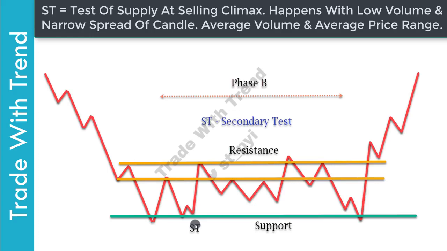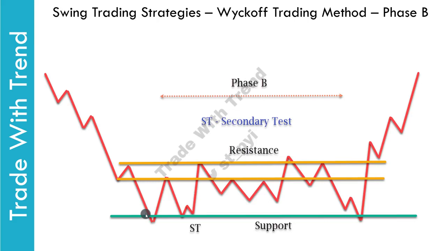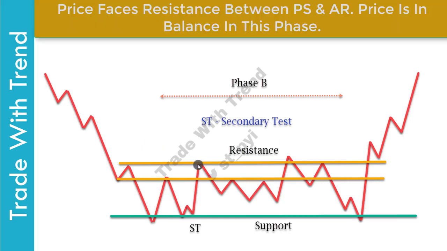If the bottom is indeed formed in phase A with the selling climax, then the secondary test should confirm this with average volume and average price range. The panic that existed during phase A when the selling climax was underway would be absent during this phase when the secondary test happens. This is a key differentiating factor and should be taken note of. During this phase B, price faces resistance near the region of preliminary support and the automatic rally.